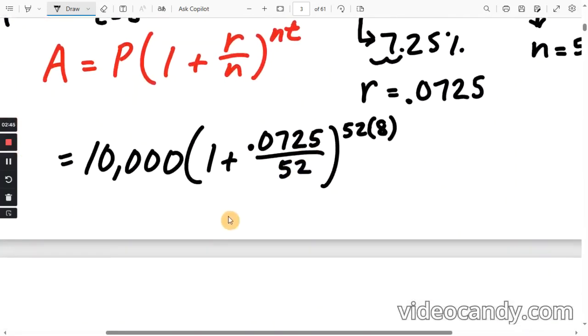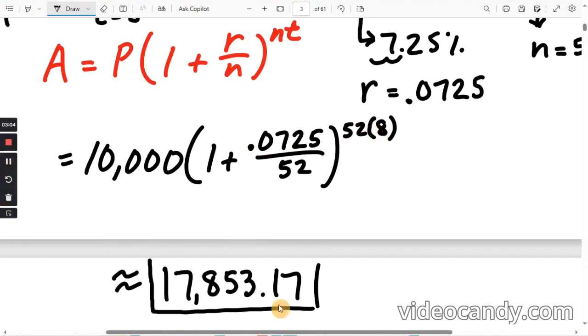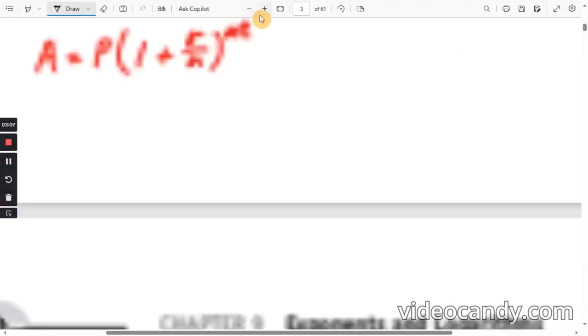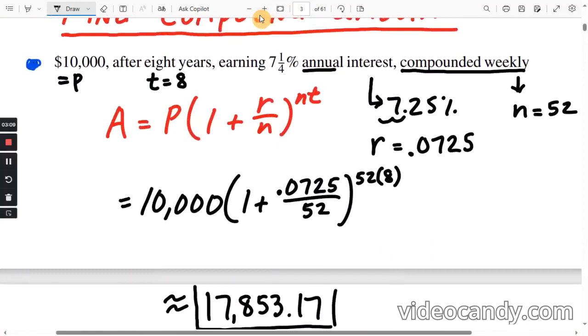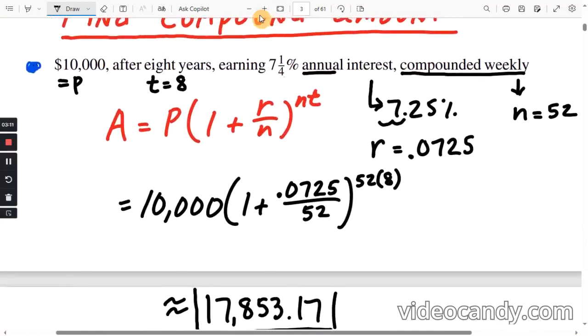So what I do on this, I evaluate this in parentheses first on the calculator, and then do that to the power of 52 times 8, then take that answer and multiply it by 10 grand, and round to the nearest cent, 2 decimal places. I get $17,853.17. Make sure your answer makes sense. If you start with 10 grand and you earn all that interest weekly for 8 years, that does make sense.